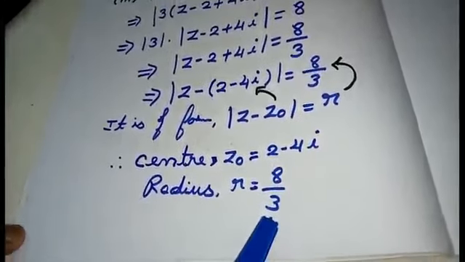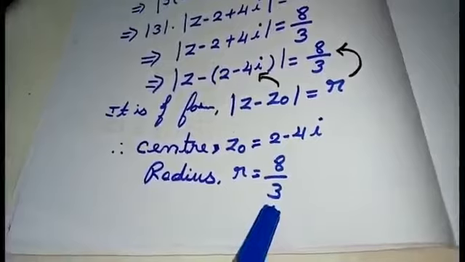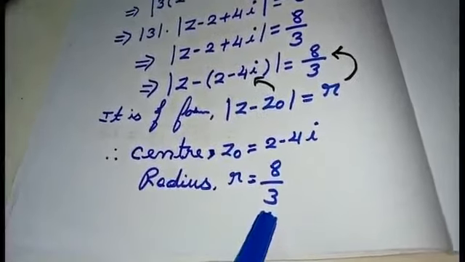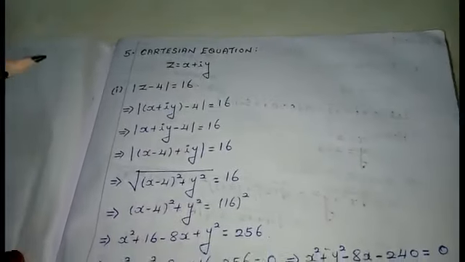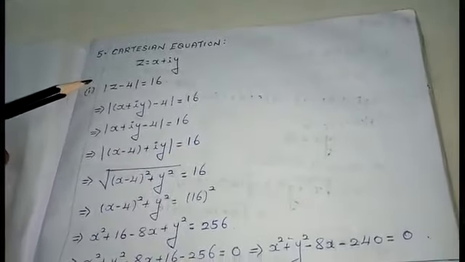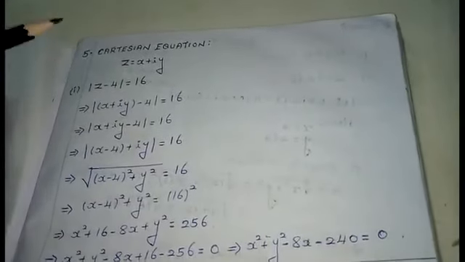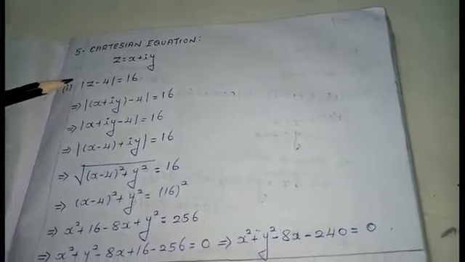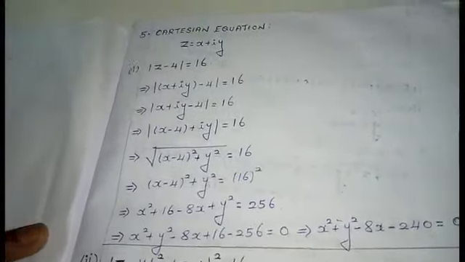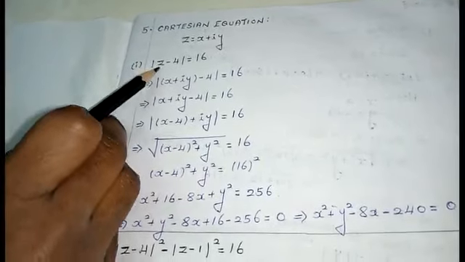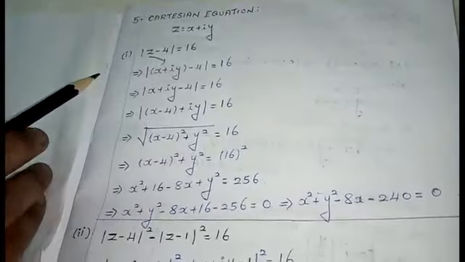Next, we are moving on to the last sum, that is the fifth question, Exercise 2.6, fifth sum. What is the question? First, they are asking you to find the Cartesian equation, students. I told you it will be in the form of an equation. The first one they have given is modulus of z minus 4 equal to 16. In place of z, I am going to replace the value as x plus iy. Same thing we are going to do here.